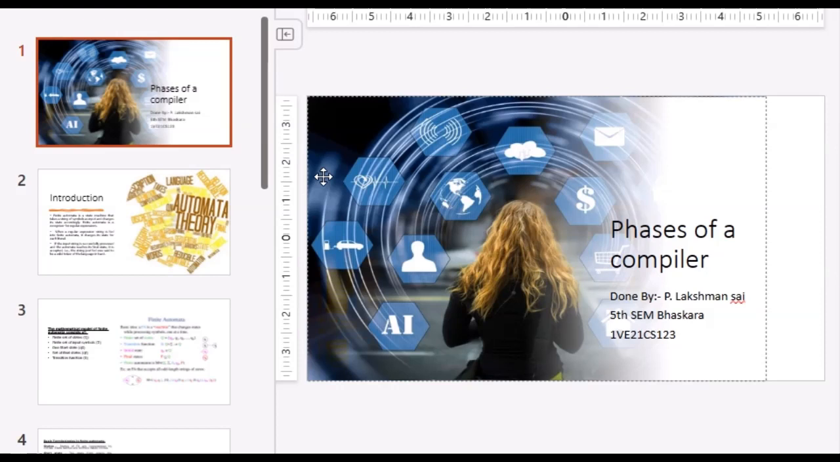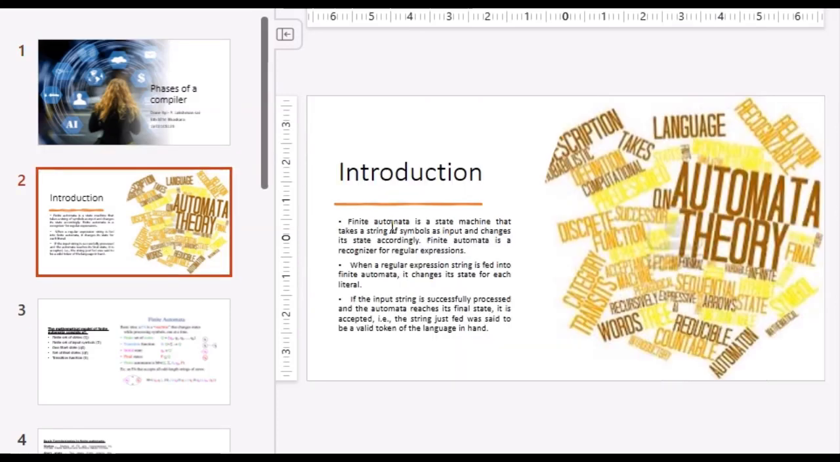Today I'm here to explain a PowerPoint presentation on the phases of a compiler, a topic in the automata theory and compiler design subject. Introduction. Finite automata is a state machine that takes a string of symbols as input and changes its state accordingly. Finite automata is a recognizer for regular expressions.